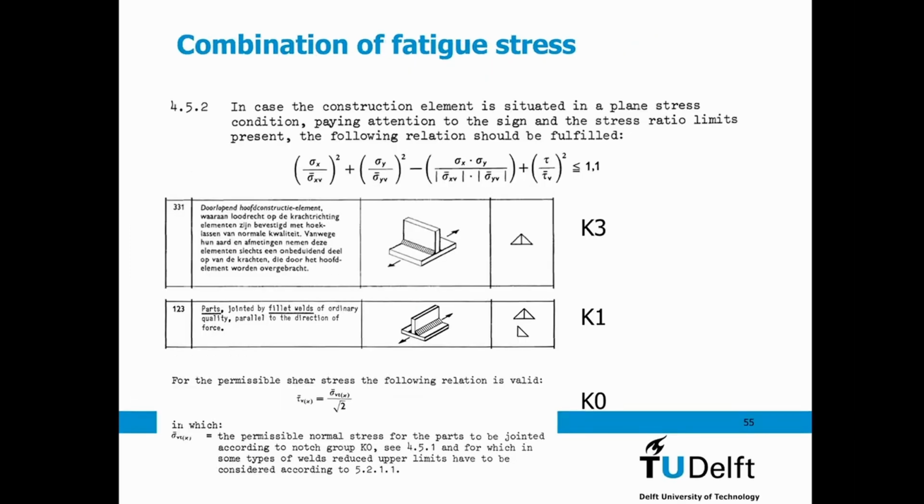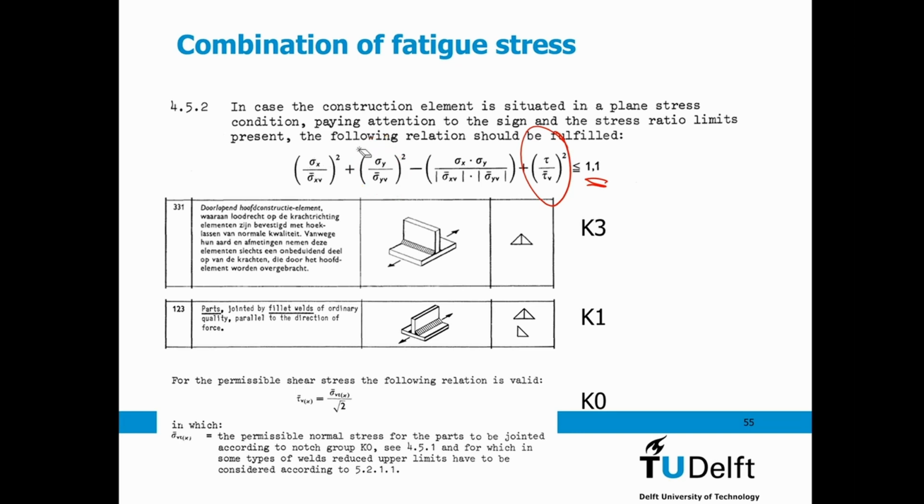And then you have a rule, because you calculate the fatigue damage in the different directions. This is the combination limit. In the end, the fatigue damage in one direction needs to be below 1, but the summation of the 3 directions needs to be below 1.1.